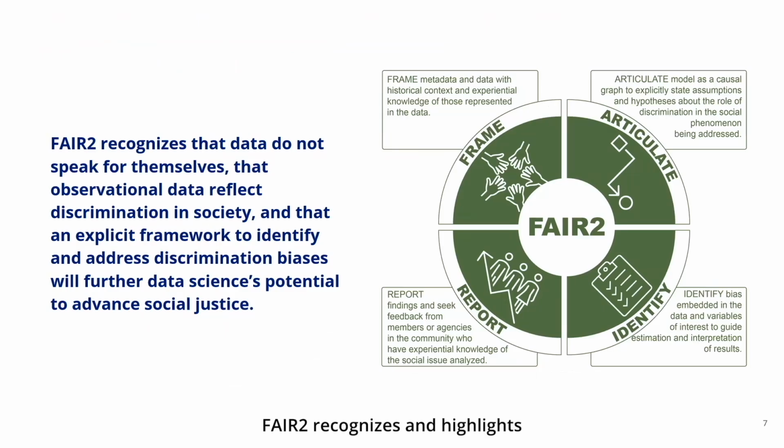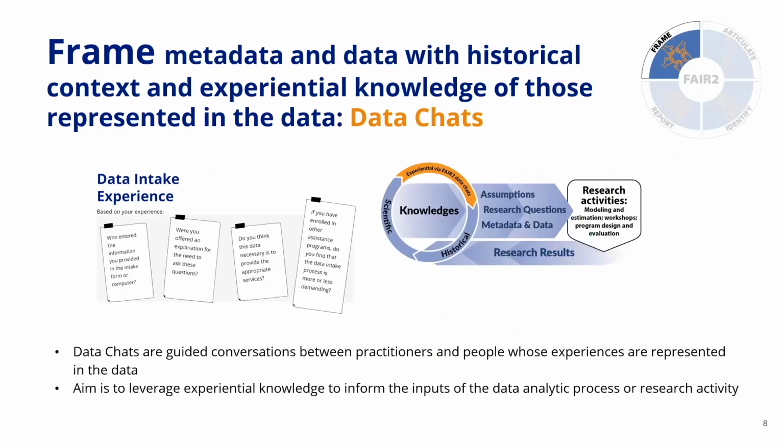FAIR2 recognizes and highlights that data do not speak for themselves, that observational data reflect discrimination in society, and that an explicit framework to identify and address discrimination bias, with the help of experiential knowledge, will further data science's potential to advance social justice. Now we will go through each of the principles of FAIR2 one by one.